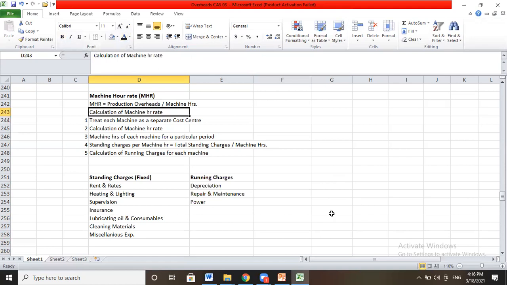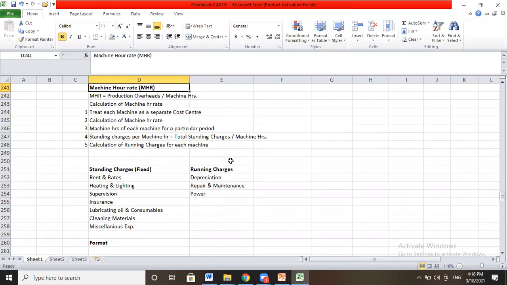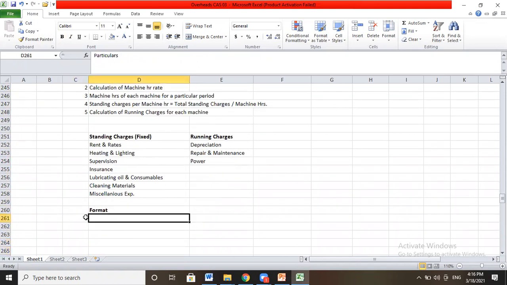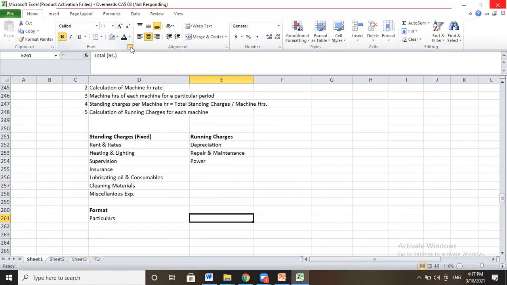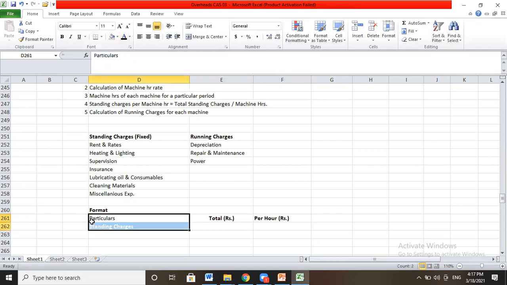Calculation of machine hour rate is very important for the further part. So after understanding the concept of machine hours, standing charges and running charges, we'll move ahead to understand the format. As per the format, we need to follow particulars, total rupees, and per hour rupees. So this is how we can use the formula.